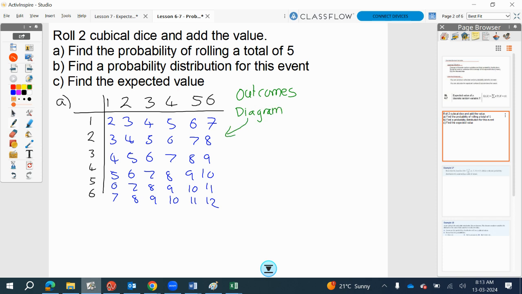And this, together with tree diagrams, are the best diagrams for solving simple probability problems. I had it on the board at the beginning when the other students arrived.